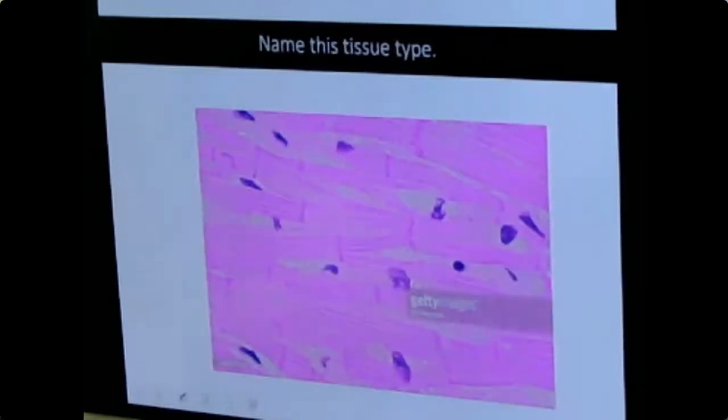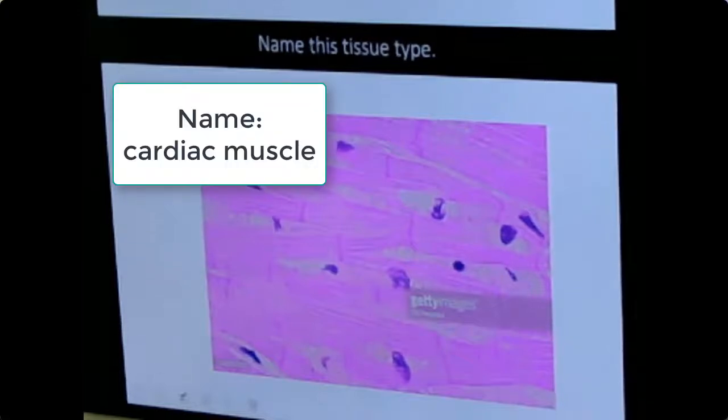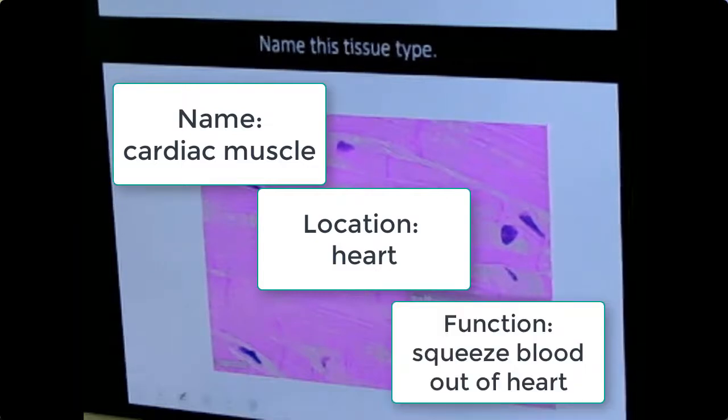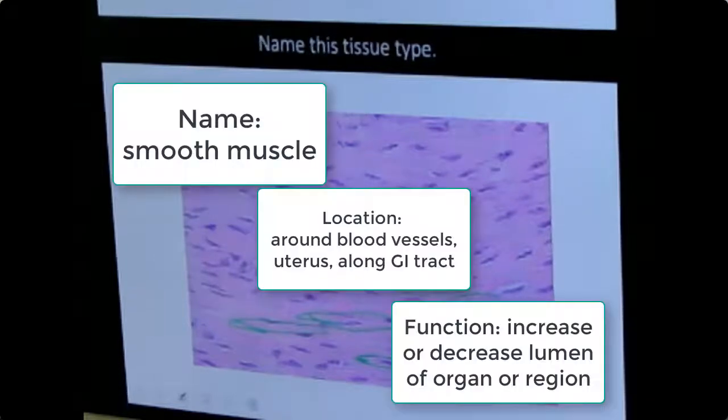What's this one? Cardiac muscle. Is it autonomic or sort of involuntary or voluntary? Involuntary. And how many nuclei does it have? One per cell or more than one? Just one per cell, yes. What's this one? Another picture of, it's supposed to be smooth muscle, so it's just another example of smooth muscle, involuntary, and has one single nucleus.